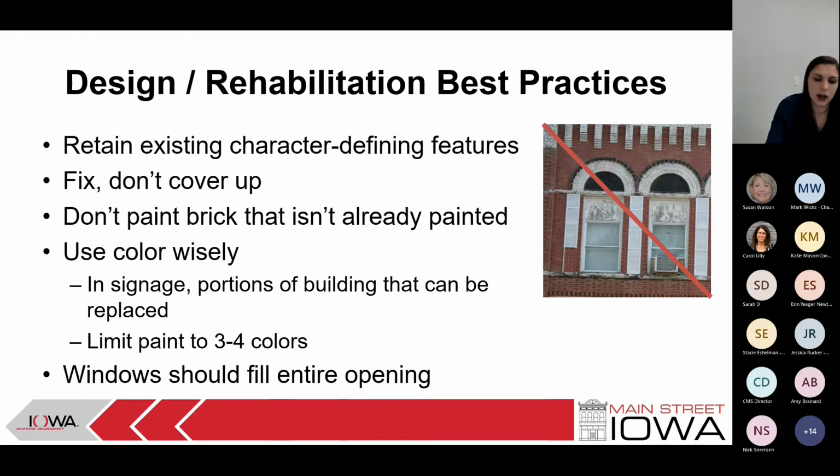And use color wisely, and try to limit paint schemes to 3 or 4 colors, and use most of the color on removable elements of the building, such as signage, instead of the building itself. An awning is also a great way to add color without doing something that will be really hard to reverse if the building changes hands or if you have a new tenant come into this space. And lastly, make sure that all new windows fill the entire opening and windows are not infilled with plywood or other materials.